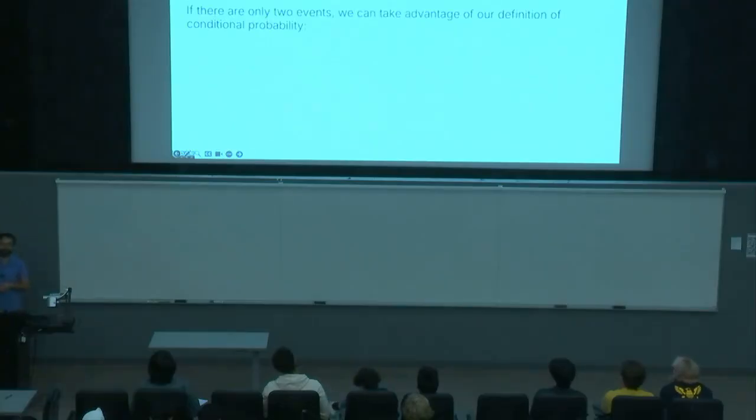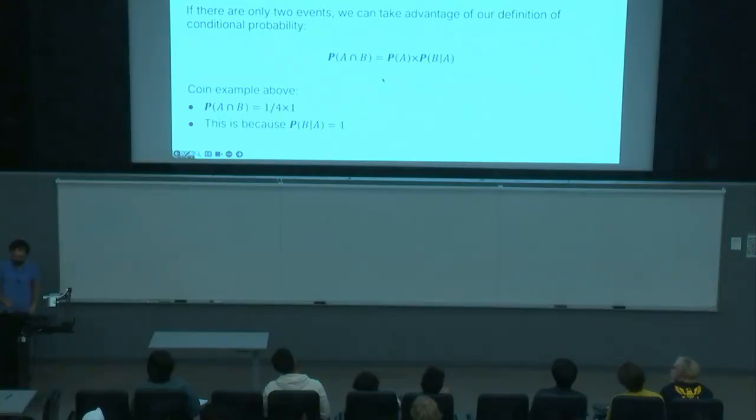Now, if there's only 2 events, which we'll start with, we can take advantage of our definition of conditional probability, and we can say that the probability of A intersect B is just the probability of A times the probability of B given A, right? So if we want to know just the chance that, I don't know, the rocket doesn't explode on the ground for whatever reason, and also it gets above the ground, then we can use this expression. And it's true even if there's dependence between these 2. Okay? So for the coin example above, the probability is just 1/4 times 1. And the reason this is 1 is because if we know that both are heads, then the first coin being heads is definitely 1.